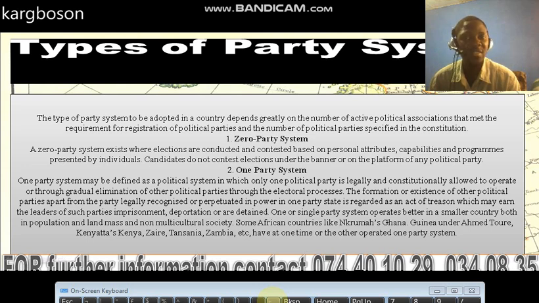But a zero party system exists when elections are conducted and contested based on personal attributes, the capability and programs presented by the individuals. The candidates do not contest elections under the banner or on the platform of any political party. Another one is the one-party system.